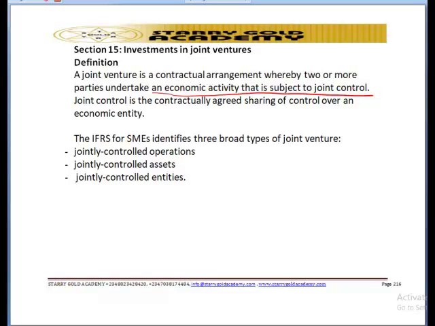And lastly, we recognize any expenses that it has incurred in respect of its interest in the joint venture. And lastly, an entity with an interest in a jointly controlled entity must account for all of its jointly controlled entities using one of the following. It can use the cost model, the equity method, which we are usually familiar with, or it can use the fair value model to account for its interest in the jointly controlled entity.